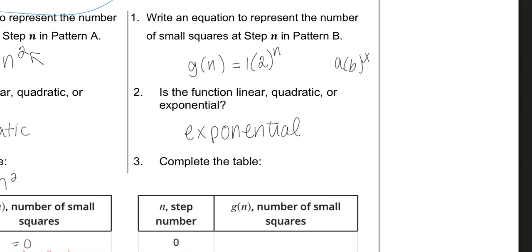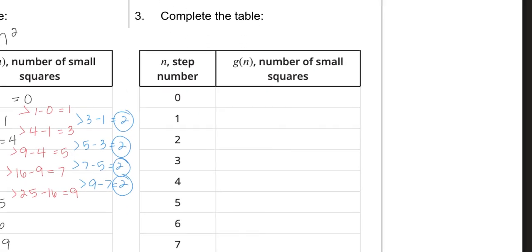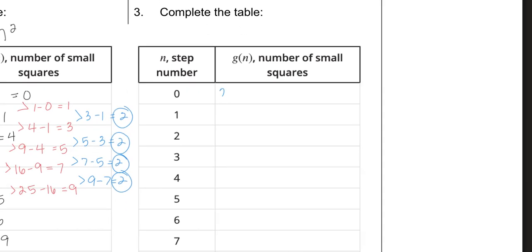Now, if we look over to our second pattern, we have our equation here. So it's 2 to the step number. So for the first one, we'd have 2 to the 0, which is 1. 2 to the first, which is 2. 2 squared is 4. 2 cubed is 8, right? So every time we're multiplying by 2. So go ahead and finish the rest of this table as well. Pause the video and then play it when you're done.